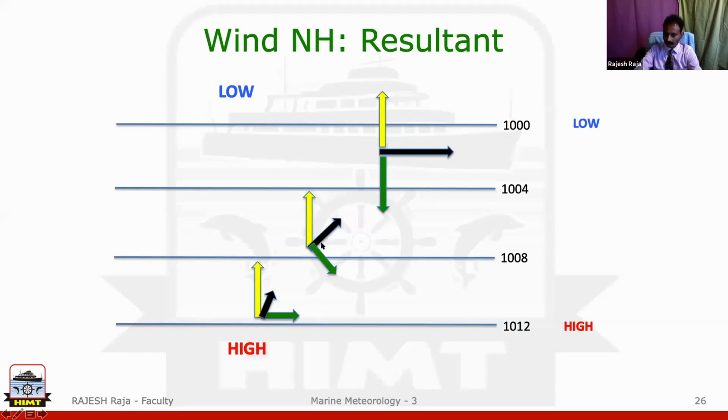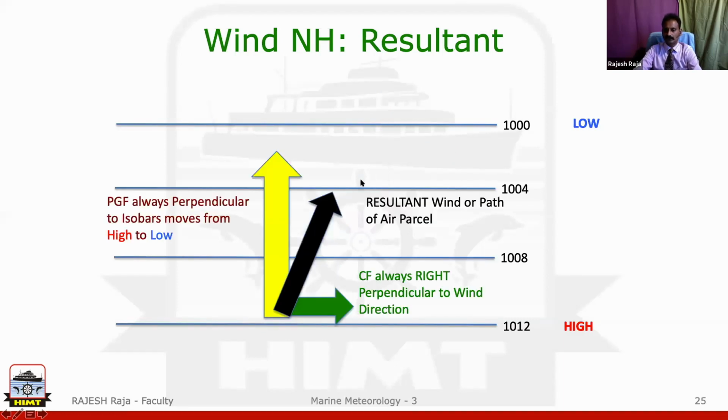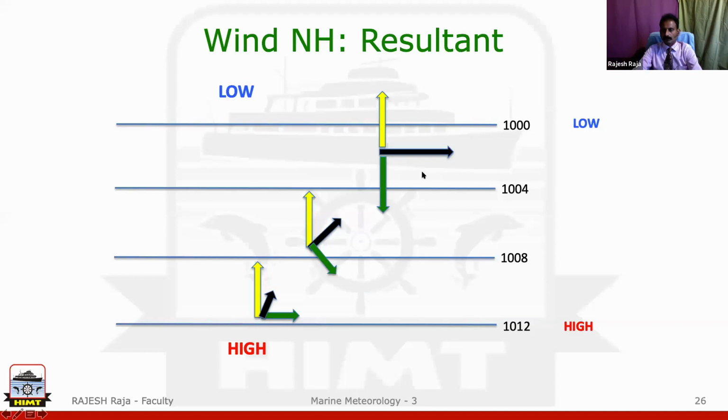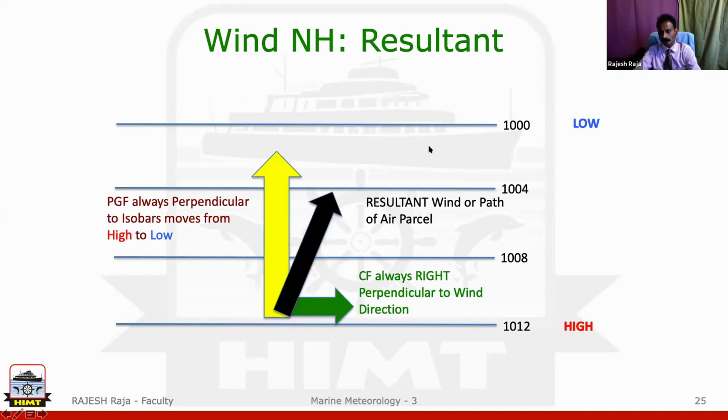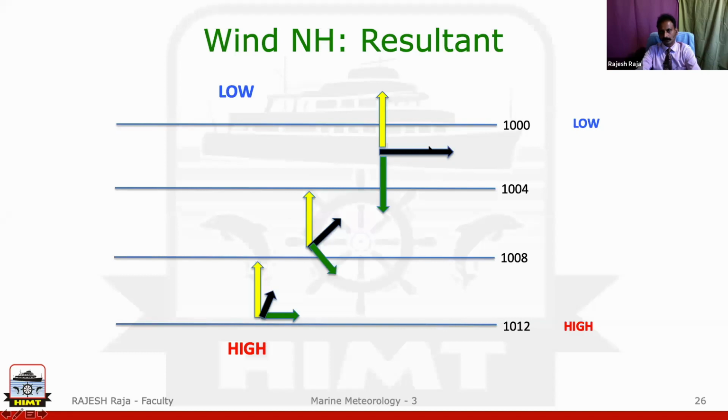This will again result in one more resultant. Now this is what happens continuously till finally a stage is reached when there's a balance between the PGF and the Coriolis force, and finally this resultant wind becomes stable. When it becomes stable, it looks almost parallel to your isobars.